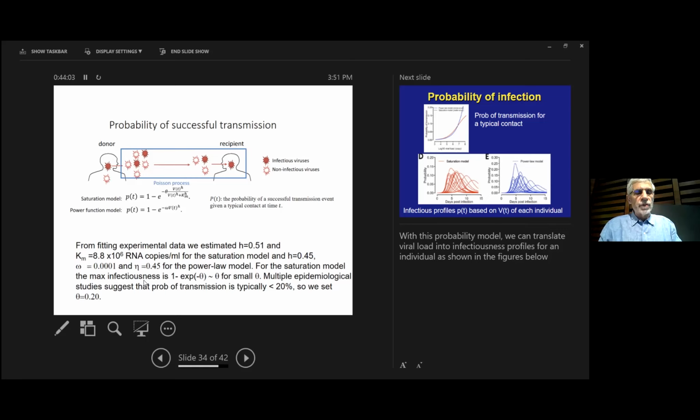For the saturation model, this parameter theta tells you sort of the maximum probability of transmission. If V goes to infinity here, the probability of transmission is 1 minus e to the minus theta. It turns out theta, we think, is small, which means that this is approximately theta. So theta is approximately the maximum probability of transmission. Then we looked at some epidemiological studies that tend to put that number at something like less than 20%. So in the slides I'll show you now, we just fixed that at 20%.